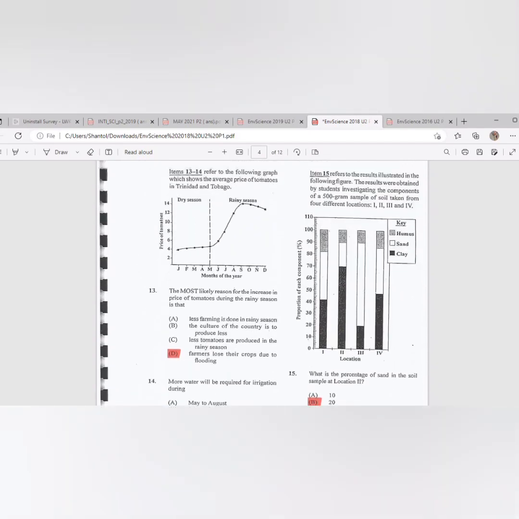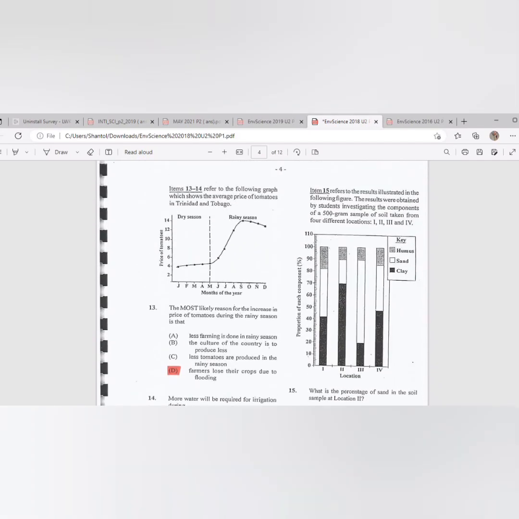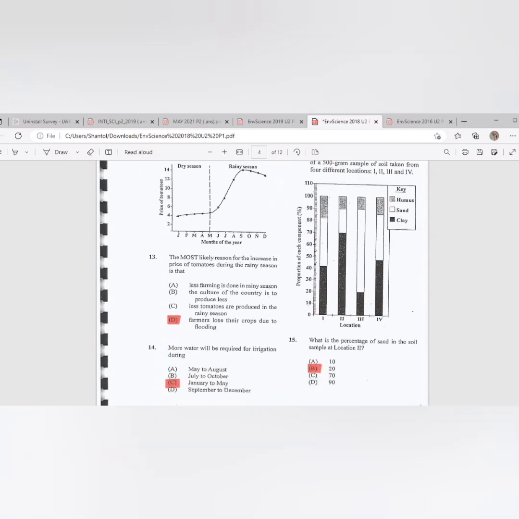15 refers to the following illustration, the figure shown by the graph. The results were obtained by students investigating the components of a 500-gram sample of soil taken from 4 different locations: I, II, III and IV. 15. What is the percentage of sand in the soil sample at location 2? The answer is 20.